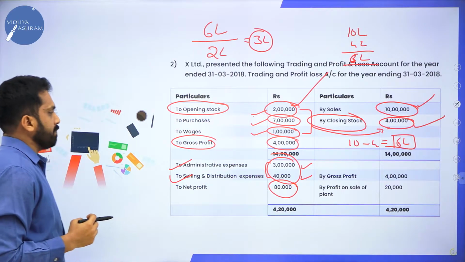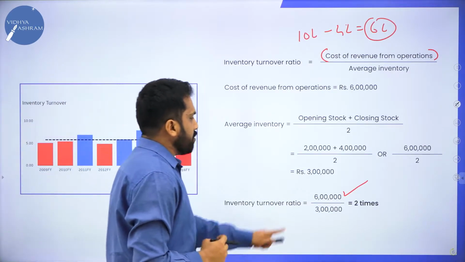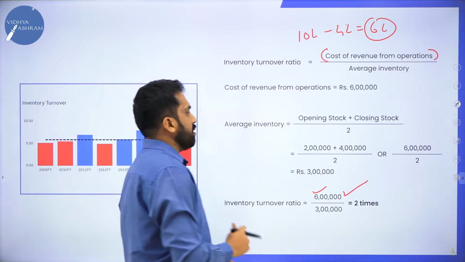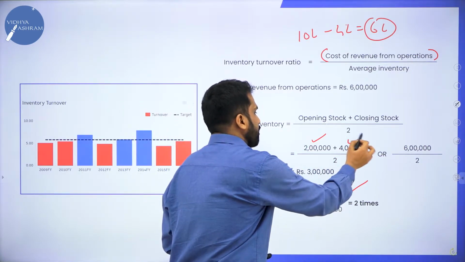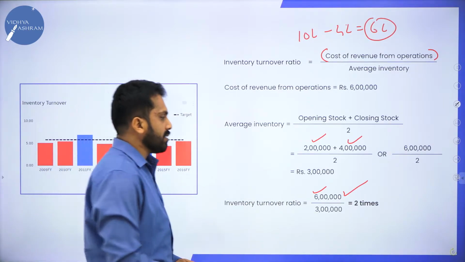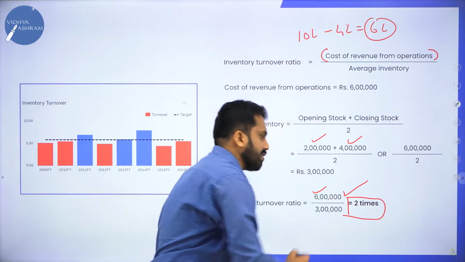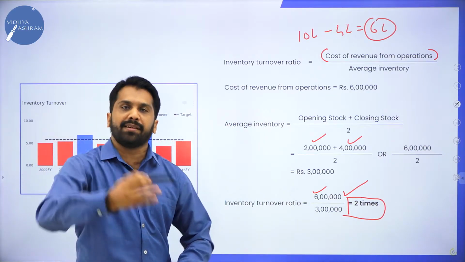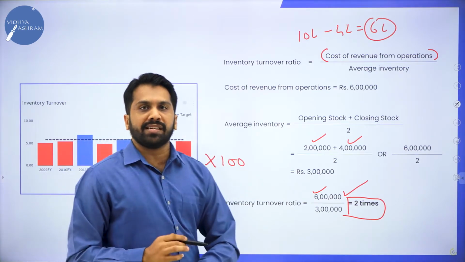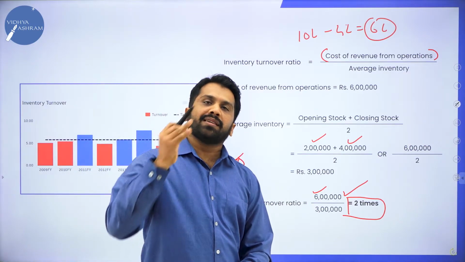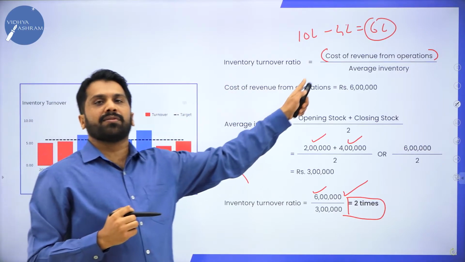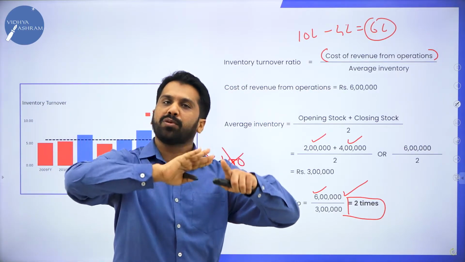We'll go to the answer. As I told you, we already got 6 lakh. How did you get 3 lakh? I just explained. Your opening stock is 2, closing stock is 4. 2 plus 4 is 6 lakh, divided by 2 is 3 lakh. As I told you, your turnover ratio always comes in times. Wherever you multiply with 100, then it is in percentage. We take it in times, not percentage. Clear? This is all about your inventory turnover ratio. Your fourth part is over.